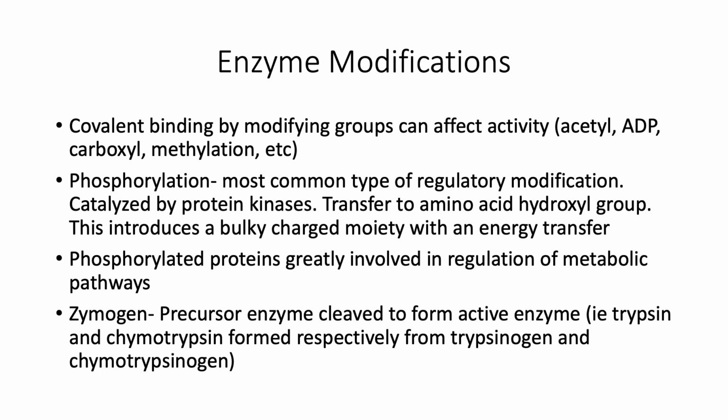The most common type of regulatory modification that occurs is phosphorylation, and there is a whole variety of protein kinases which exist. Those protein kinases will phosphorylate enzymes. You can transfer phosphate to the amino acid hydroxyl groups that are present on there and form esters. You get this bulky charged moiety with energy transfer potential.